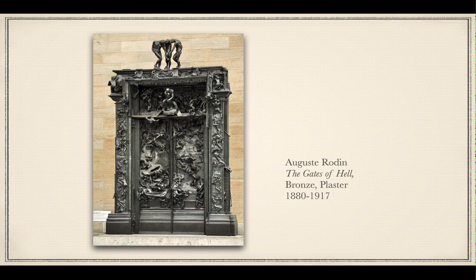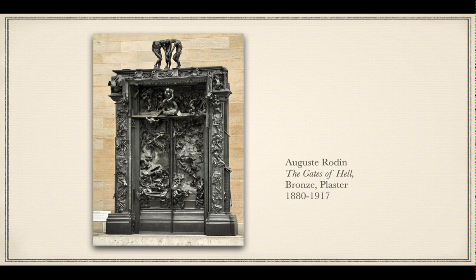This is a sculpture called The Gates of Hell. A nice, pleasant title, I know, by the French artist Auguste Rodin. And it's primarily made out of bronze, and it's one of his most famous sculptures.